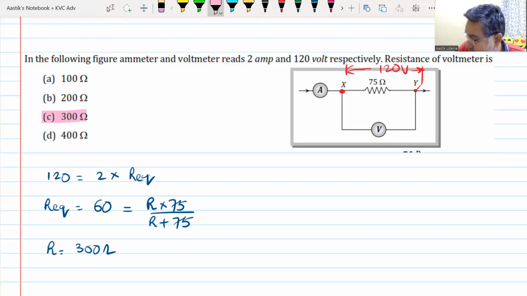The resistance of the voltmeter R is 300 ohms.